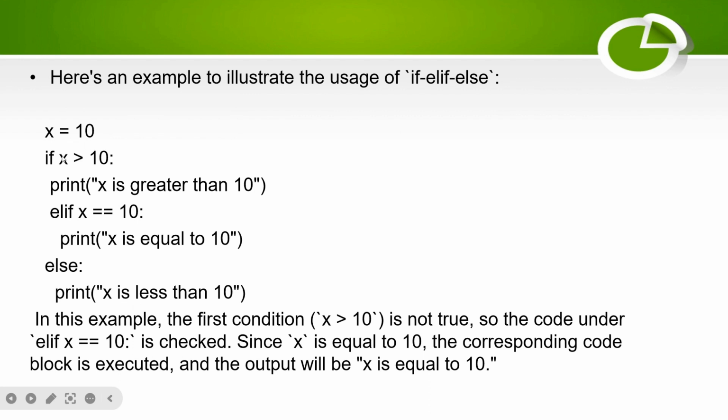Here x is equal to 10. So the first condition: if x is greater than 10, then print x is greater than 10. The second condition: elif x is equal to 10, then print x is equal to 10, else print x is less than 10. In this example, the first condition is x is greater than 10. We gave x is equal to 10, so it is not correct. Then the code goes to the elif condition. So x is equal to 10. This condition is true, so it will be executed and the output will be x is equal to 10.